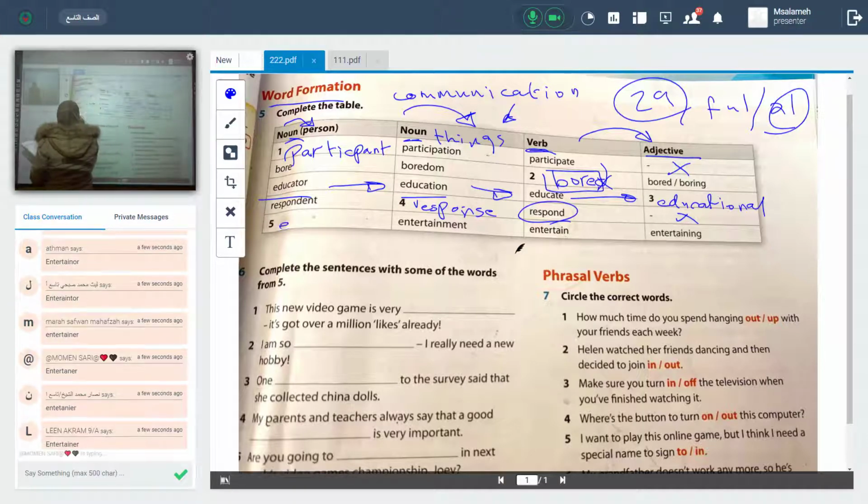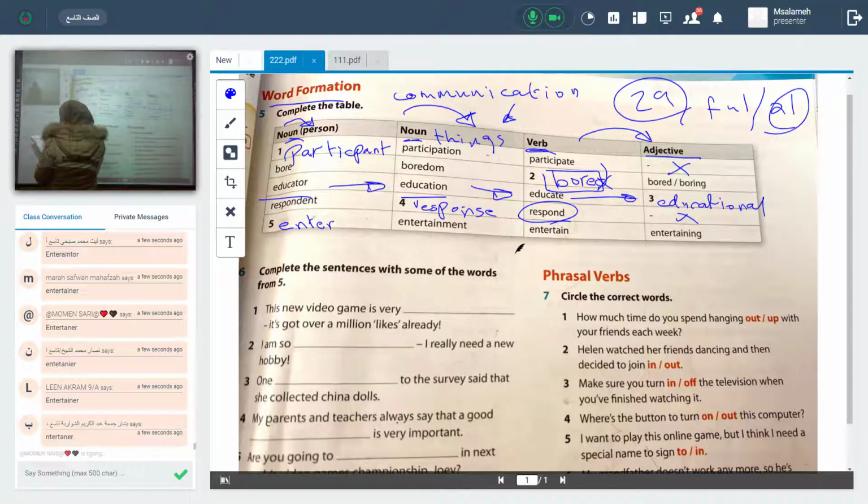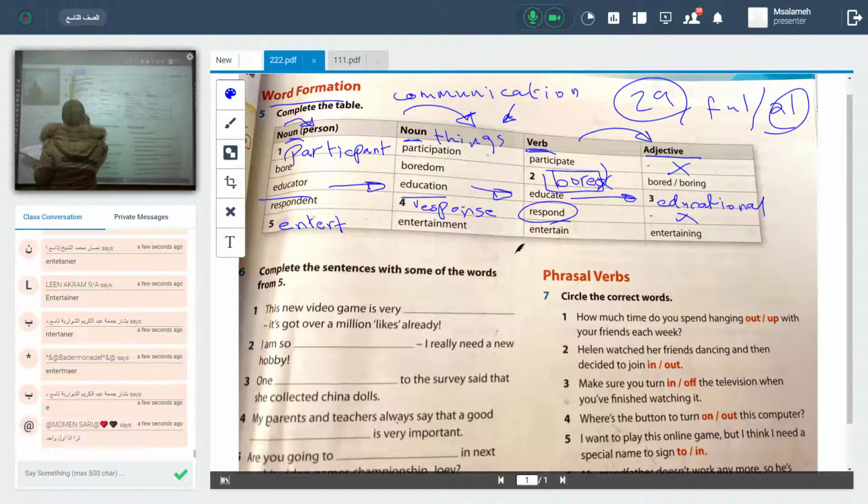Okay. Enter. Excellent. Sorry, sorry, sorry.